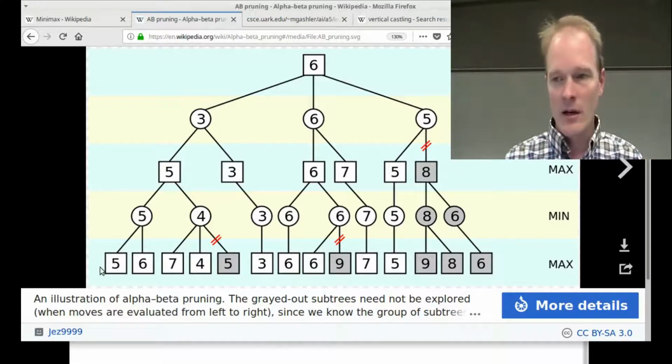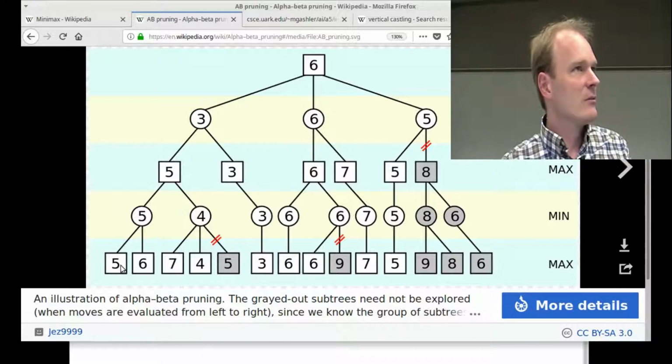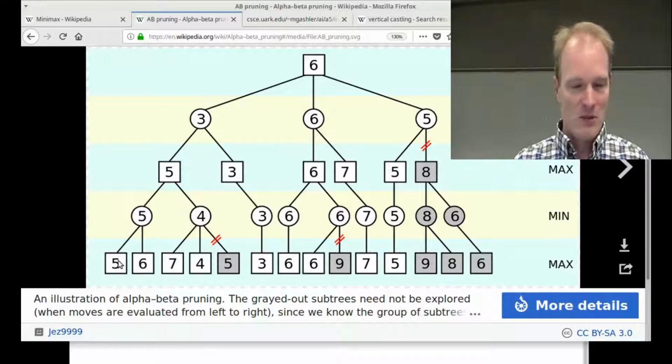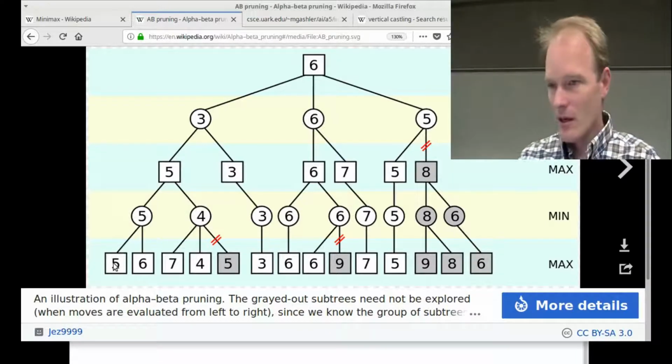Okay? So here we are. We get a 5. Do we like that state? We have no idea if we like it or not. This is the first thing we've ever seen. This is a 5. And we know at that moment that we can get a 5 if we want to.